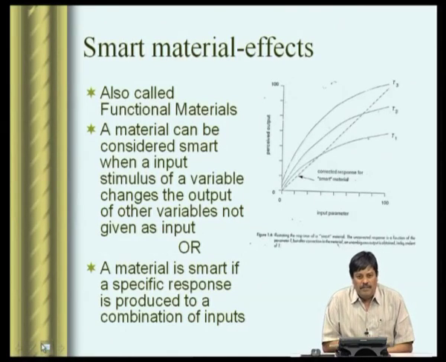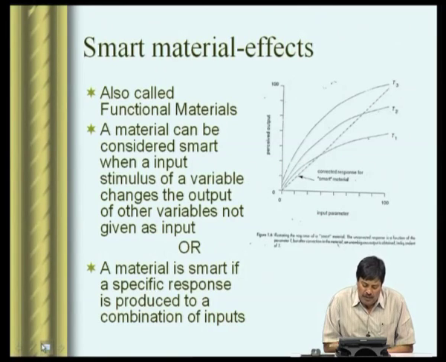So, what are the smart material effects? The smart materials are normally called functional materials. Why are they called functional materials? It is basically because when an input stimulus of a variable is given, this material changes the output that is not given as input.